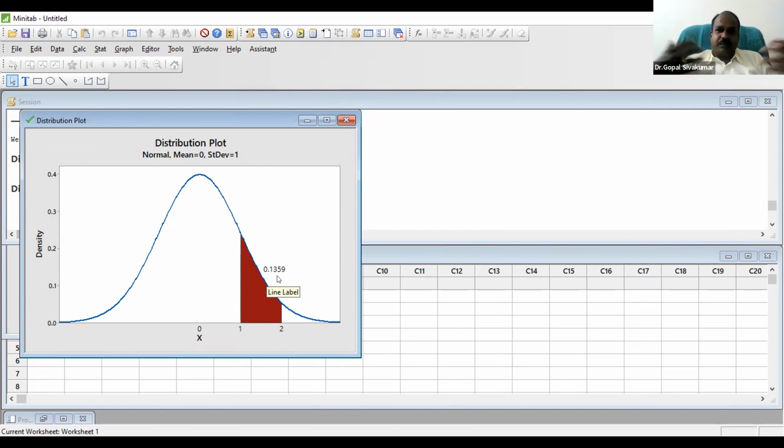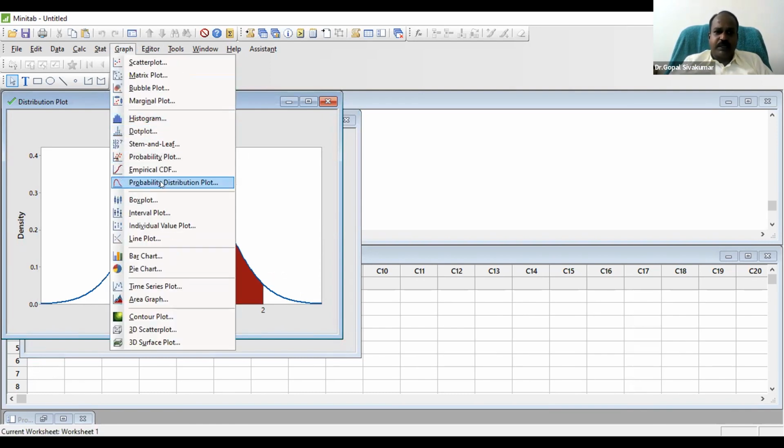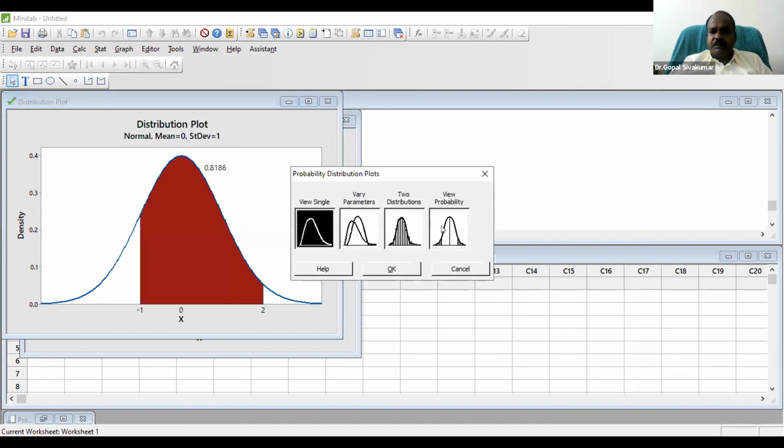See, certain basics we have to remember. -1 to +1, 68.27. -2 to +2, 95.45. -3 to +3, 99.73. Based on this basic only, all the other things I explained were for understanding purposes. But once you have Minitab in hand, you simply feed -1 and +2 directly. It gives 81%. Clear, everyone? Now you can find out the probability for any value between any 2 points.